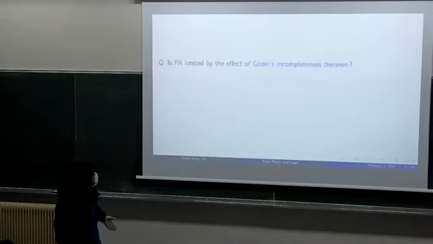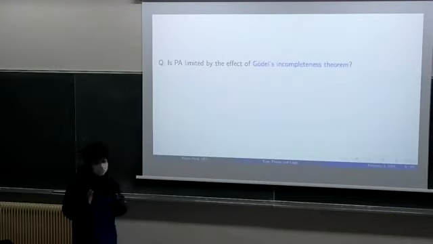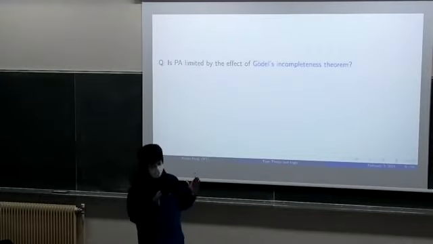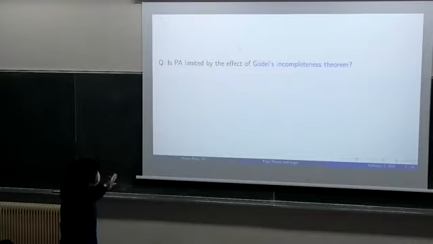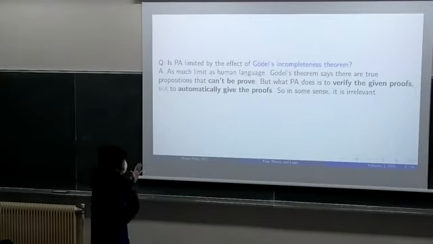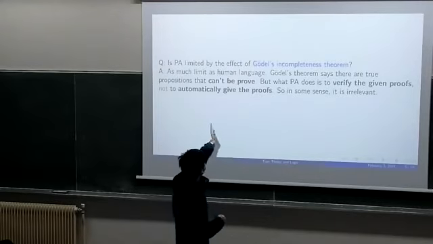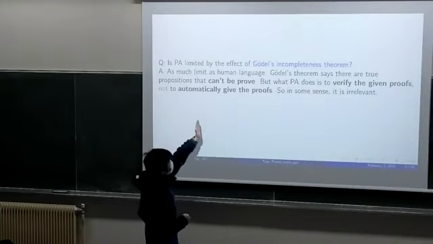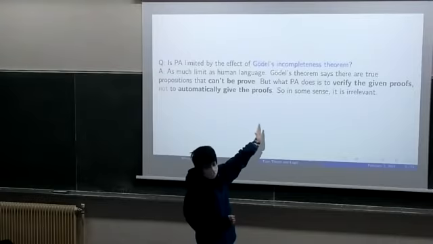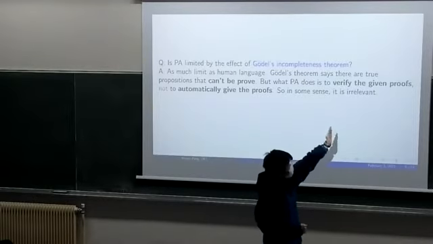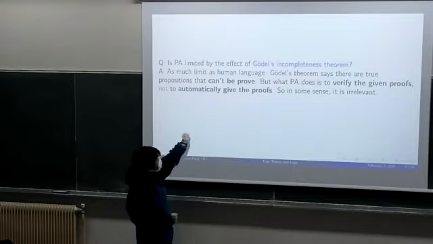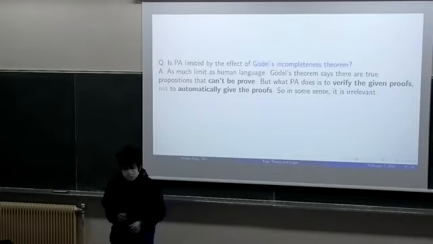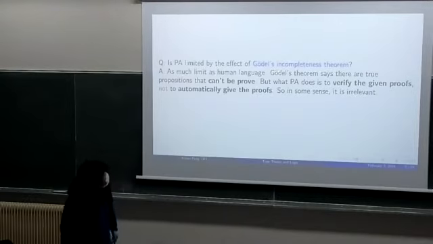So maybe there are some frequently asked questions. When it comes to computers and proofs, many people first think of Gödel's incompleteness theorem. Is this a limitation? Actually, it is as limited as human languages. Gödel's theorem says there are true propositions that we cannot prove. But what the proof assistant does is verify a given proof, not automatically find a proof. So in some sense, Gödel's theorem is irrelevant.